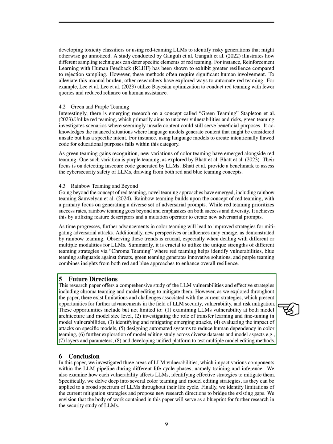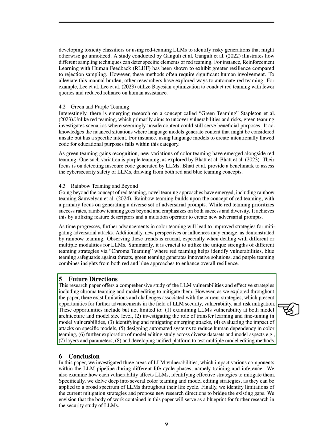However, as we have noted throughout the paper, there are limitations and challenges with the current strategies, which open up opportunities for further progress in LLM security, vulnerability, and risk mitigation. These opportunities include, but are not limited to: 1. Analyzing LLM vulnerabilities at both the model architecture and model size levels. 2. Exploring how transfer learning and fine-tuning contribute to model vulnerabilities.